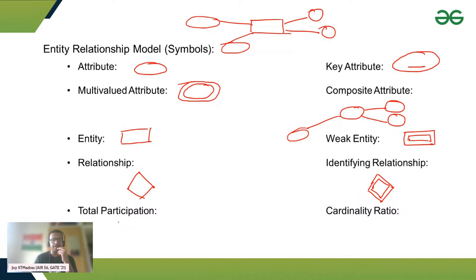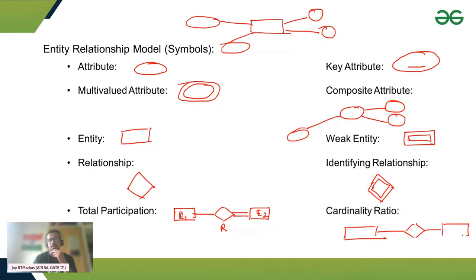Now comes total participation. Suppose it is R, it is E2, it is E1. This is a total participation where E2 is totally participating in the relationship R. And for the cardinality ratio, it's just written like that. Suppose there are two entities, E1 and E2. It's like 1 to n. So these are the different representations that people typically use for representing the entity relationship diagram.